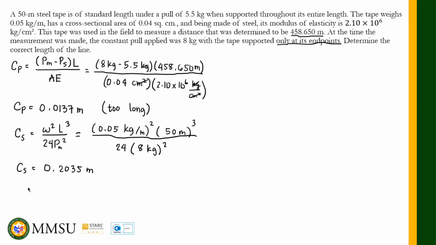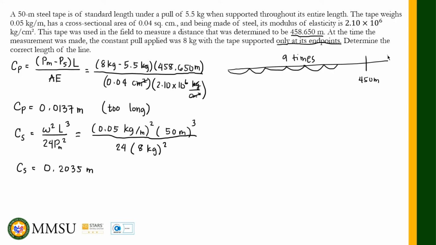So how do we compute the total for the entire line? Let us think carefully. Before computing the total sag correction, let's draw a figure. Of course, the 50 meter tape was used many times, 50 meters each, until it reached the mark of 458.650. How many times was the tape used during that time? 9 times, right? Since 450 meters is 9 tapes of 50 meters, the 50 meter tape was used 9 times.